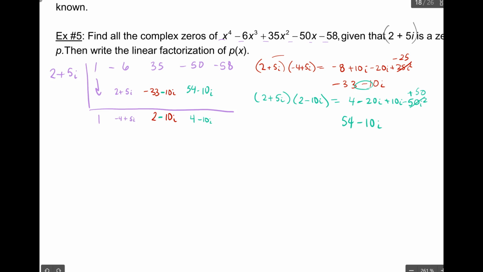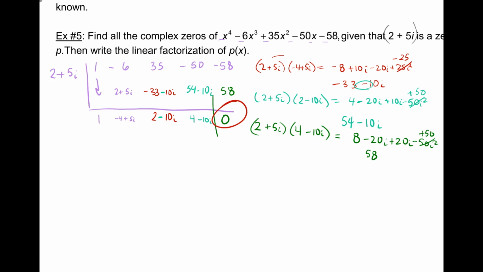So I'll take 2 plus 5i times this 4 minus 10i. Okay, so we get no remainder. Awesome. Now what I want to do is I need to synthetically divide it again, because remember this started with x to the fourth, and this is going to be like x to the third minus 4 plus 5i times x to the second, blah blah, x to the first, and then this is x to 0.